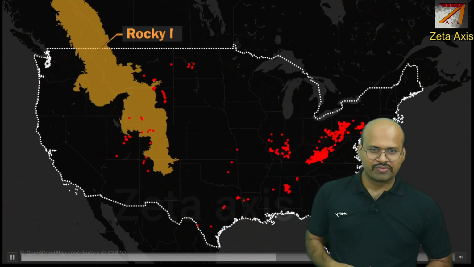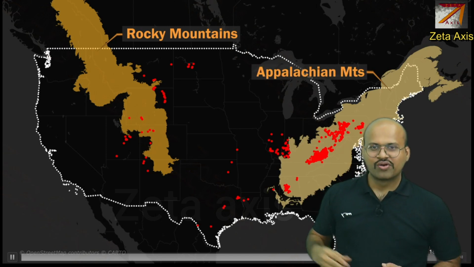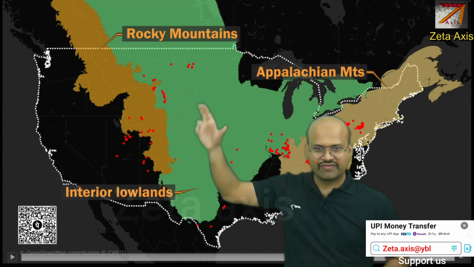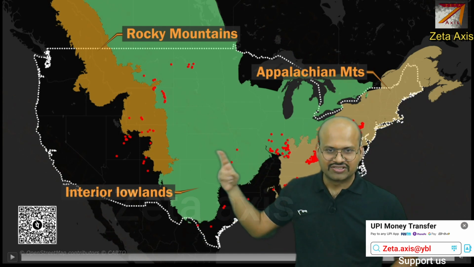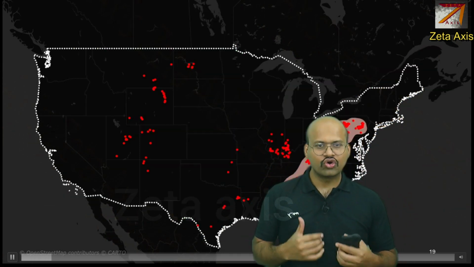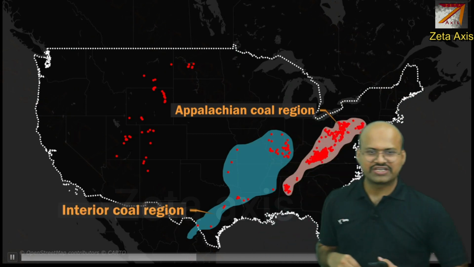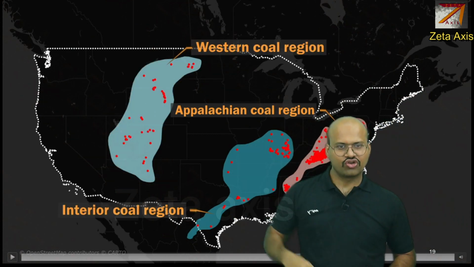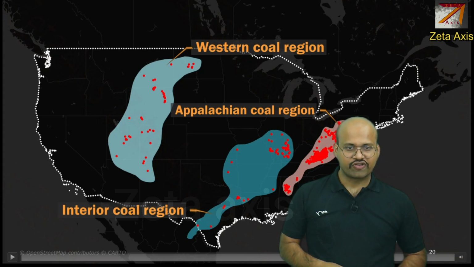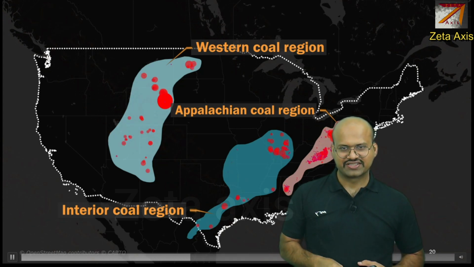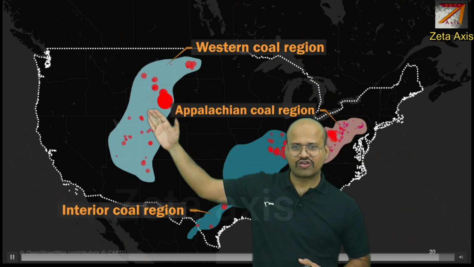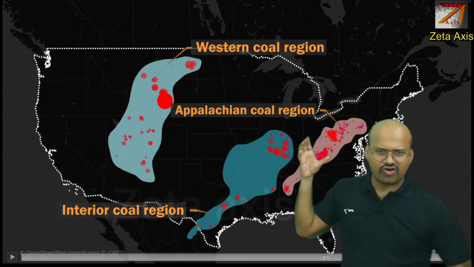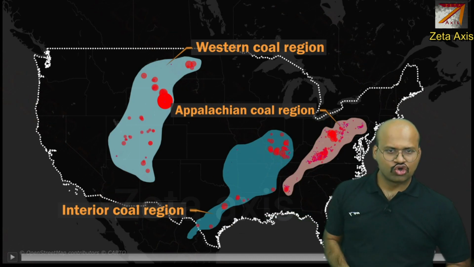It can also be divided across regions where most of the deposits can be seen in the Appalachian region, followed by the Rocky Mountain region, and then we have this interior lowlands where we see some coal deposits. These coal deposit regions can further be divided into three parts, that is the Appalachian coal region, interior coal region, and western coal region. Now if we see the amount of production in this region, then we can see that maximum amount of production occurs in the western coal region, indicated by this large circle over here, followed by the Appalachian region, and then by interior coal region.